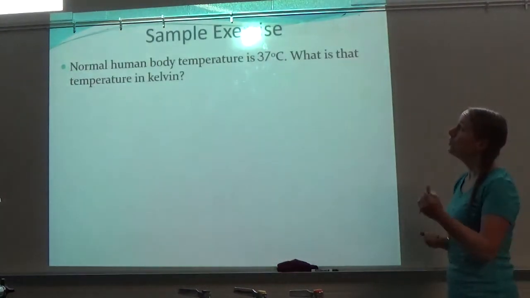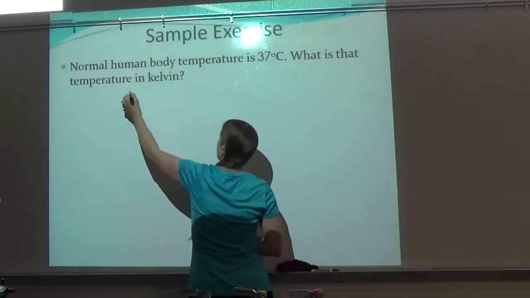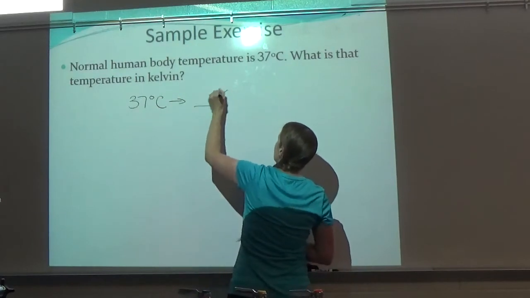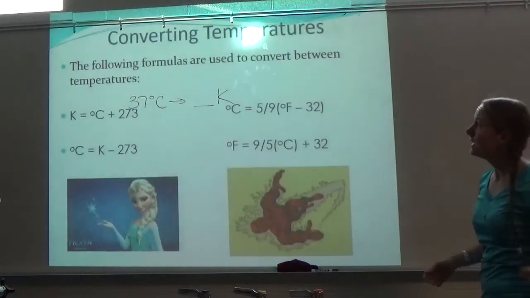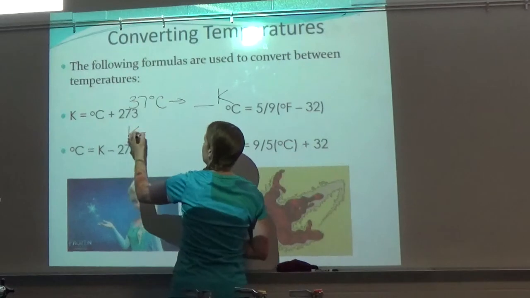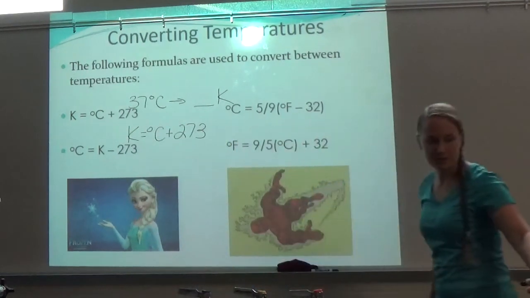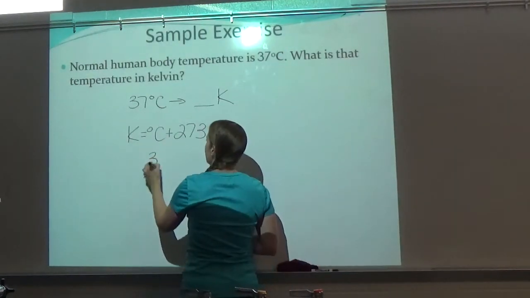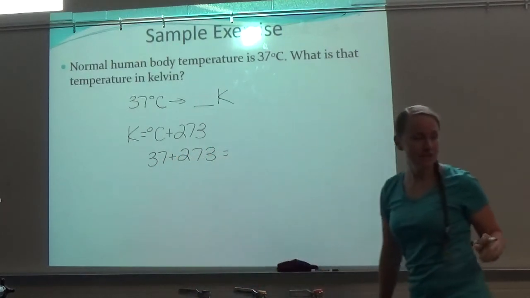It says, the normal human body temperature is 37 degrees Celsius. So we know we have 37 degrees Celsius. What is that temperature in Kelvin? So that means I'm looking for Kelvin. If I go back, which one is looking for Kelvin? This one. Kelvin is degrees Celsius plus 273. I'm going to click back just so you don't have to look at all that background. So then I just plug in. 37 plus 273 ends up giving us 310.